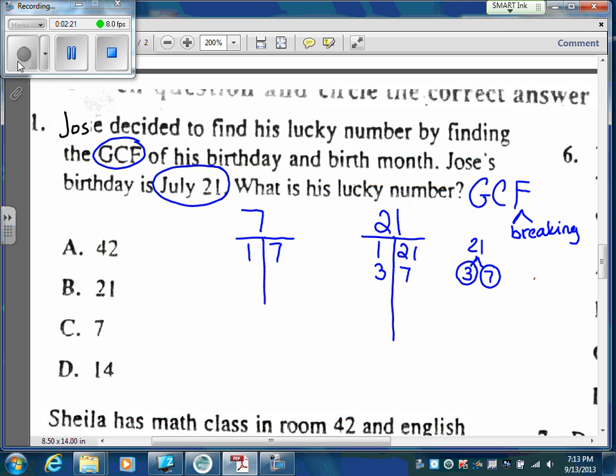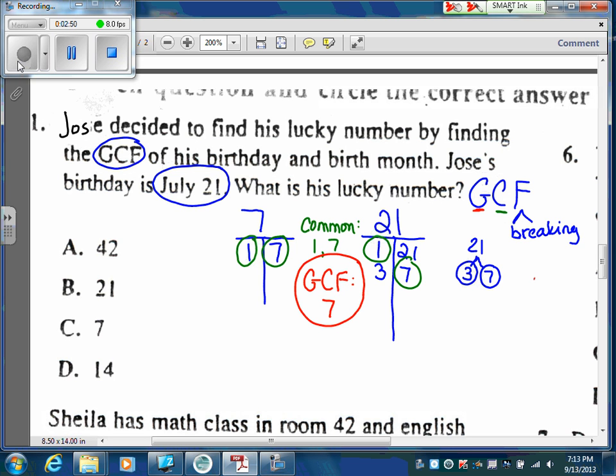Okay, so remember the C in GCF just says common, and remember common just means same. So what's the same between the two? Well, they both have a 1, and they both have a 7. So my common factors are 1 and 7. Then I come to the G. Remember, G means greatest. My GCF, or greatest common factor, is going to be 7, because 7 is the greatest out of the common factors. So my answer here should have been C.